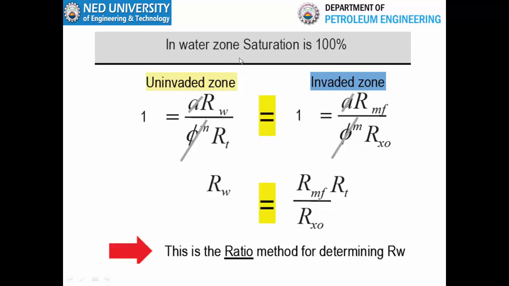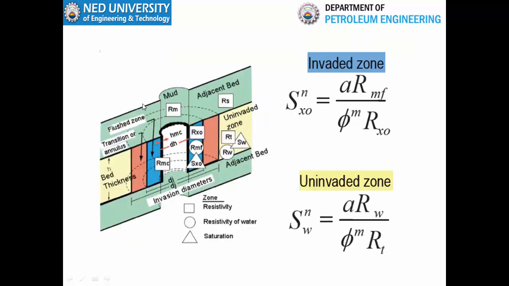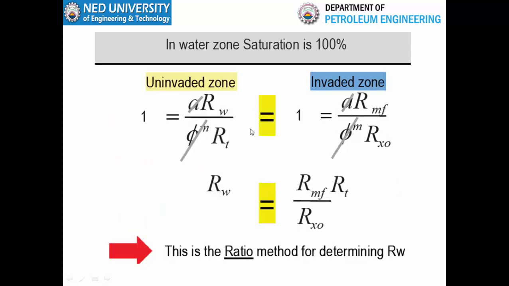So if you are working in a water zone where basically water saturation is 100%, both in the flush zone and in the deep zone, so Sw will be equal to 1 and Sxo will also be equal to 1. So in that case you can make these two equations equal to each other, and rearranging this equation will give you the value of Rw. So basically by using the flush zone resistivity and the deep zone resistivity of the water bearing zone, you can calculate the value of Rw. So Rw is equal to Rmf divided by Rxo into Rt.